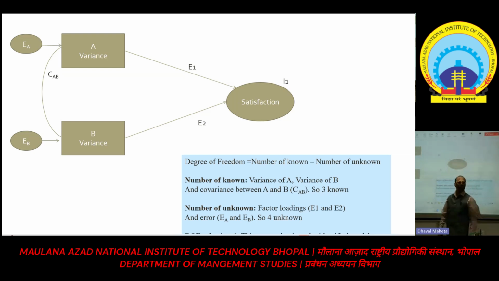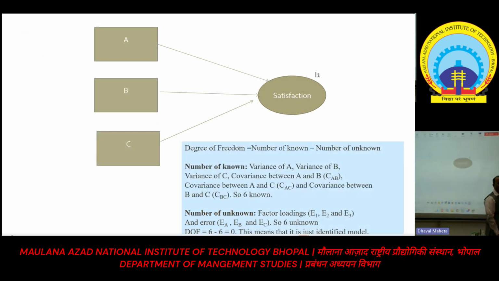How many knowns? How many unknowns? Will AMOS be able to solve this model? No, it will not be able to solve. So it will give you an error or under-identified model. Now let's include 3.